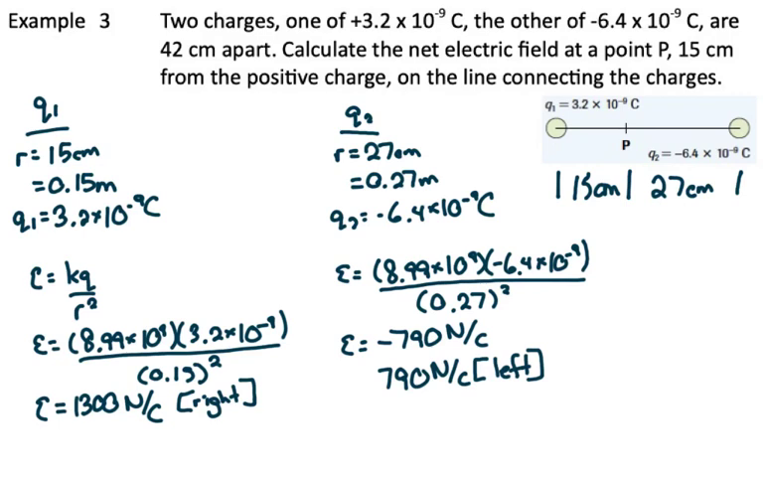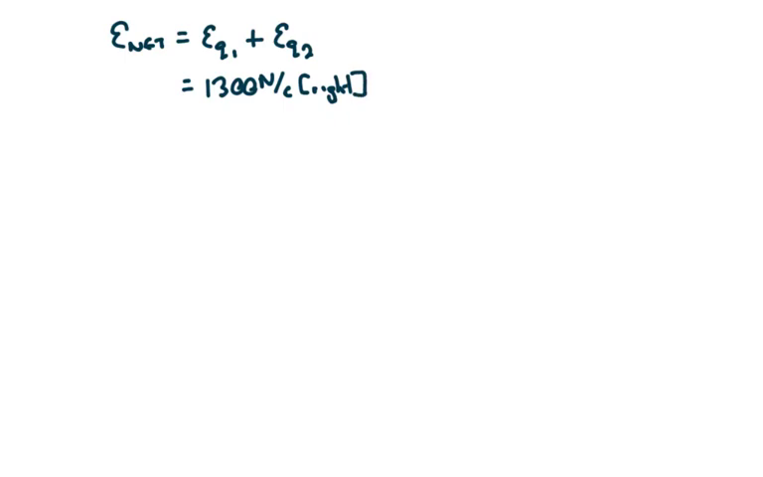Now that we have the strength of the field from each charge, we can calculate the net field strength, same way as we would calculate net force. The field strength from charge 1 plus the field strength from charge 2. Which would be 1300 newtons per coulomb to the right plus 790 newtons per coulomb to the left.